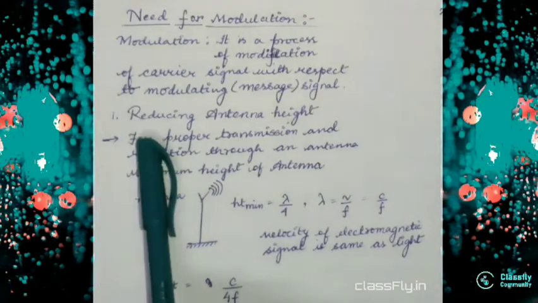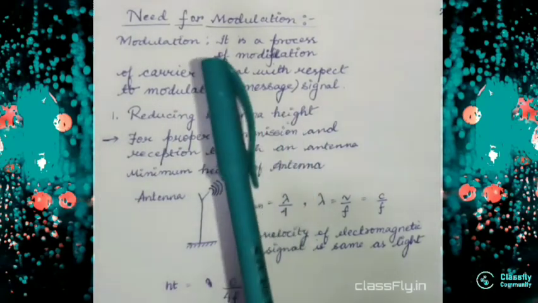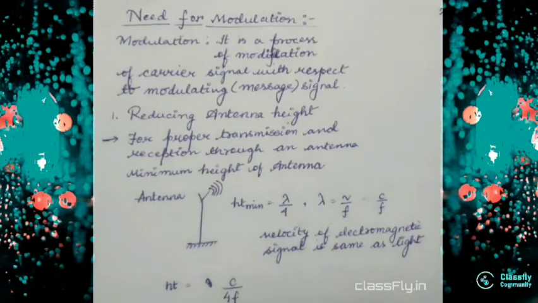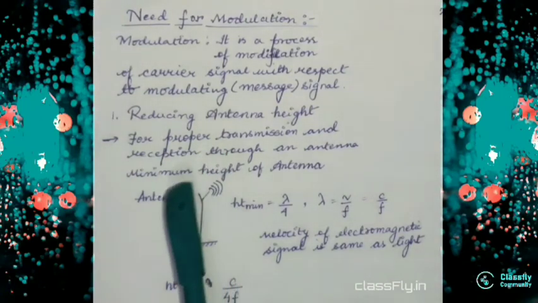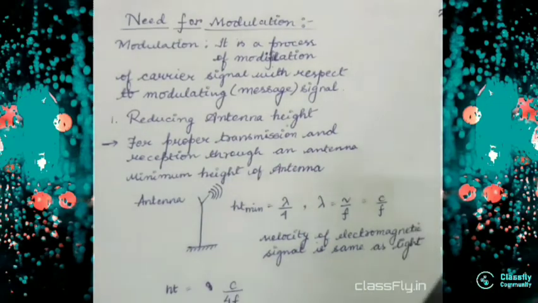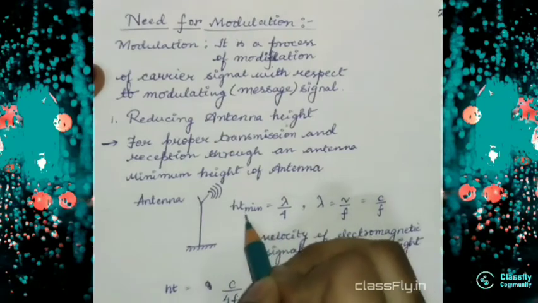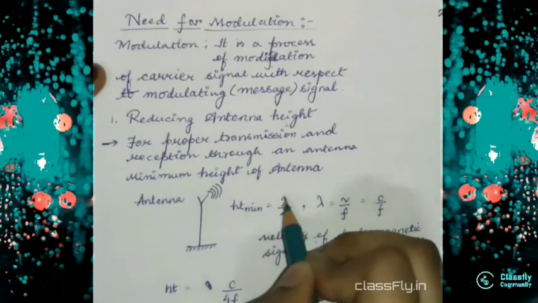Reducing antenna height. For proper transmission and reception through an antenna, a minimum height of antenna is required. See, we can't have a 10,000 kilometer antenna, right? We need a compact antenna so we can work. So we need a minimum height for the antenna. For finding the minimum height of the antenna, height minimum is equal to lambda by 4.